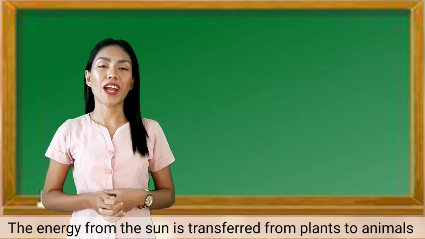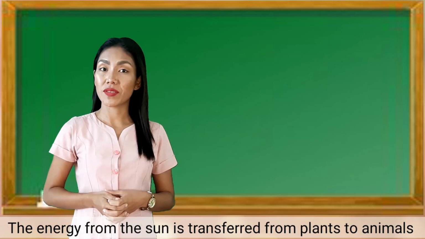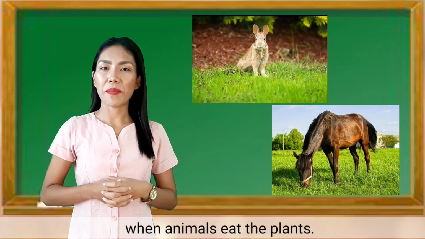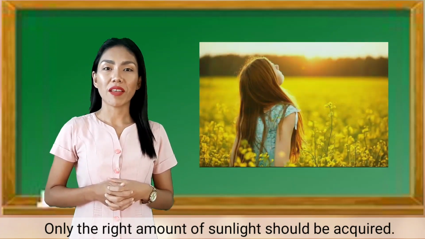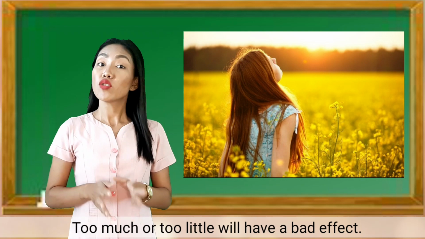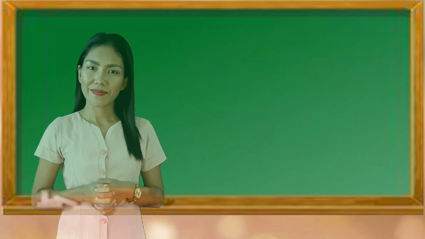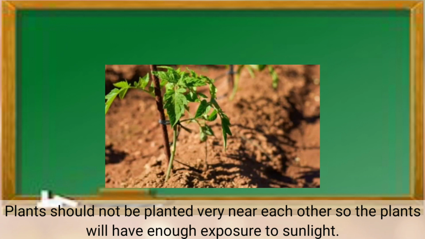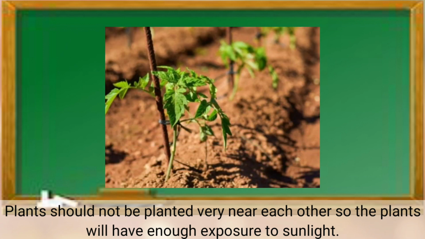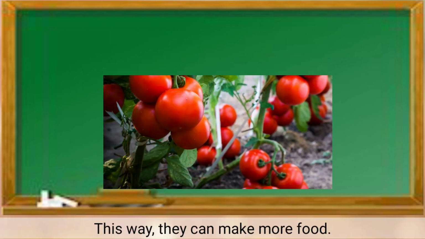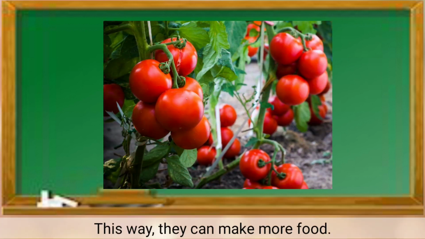The energy from the sun is transferred from plants to animals when animals eat the plants. Only the right amount of sunlight should be acquired. Too much or too little will have a bad effect. Plants should not be planted very near each other, so the plants will have enough exposure to sunlight. This way, they can make more food.